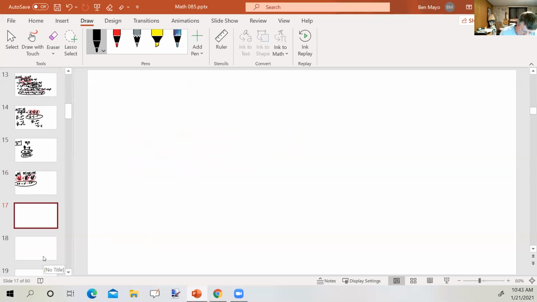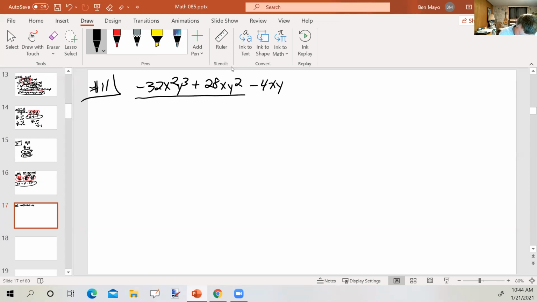Okay. Number 11 in that same assignment. Divide the polynomial by the monomial. Negative 32 x squared y cubed plus 28 xy squared minus 4xy all over negative 4 x squared y squared.